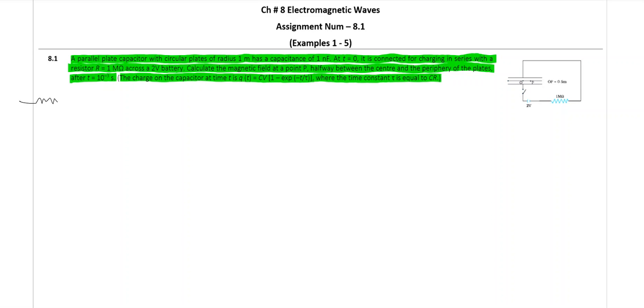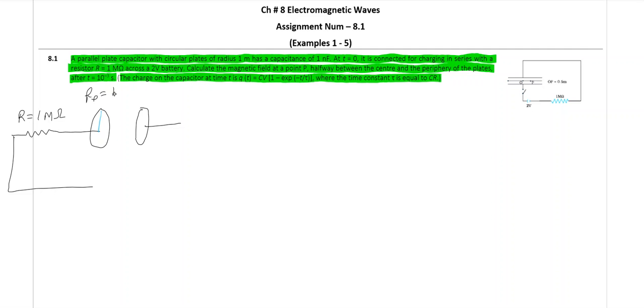Suppose this is the R and these are the plates. Let me draw a bigger diagram. The plates are circular, so this is how the plates are arranged, then the resistor R is 1 mega ohm, and the radius, let it be Rp, the radius of the plates, is 1 meter.